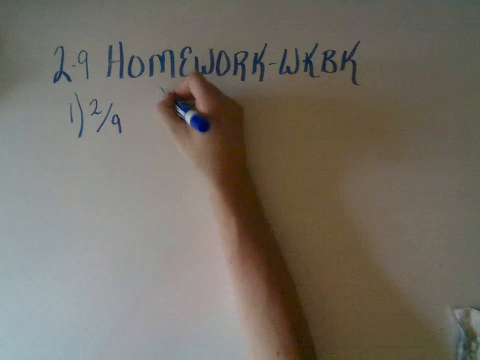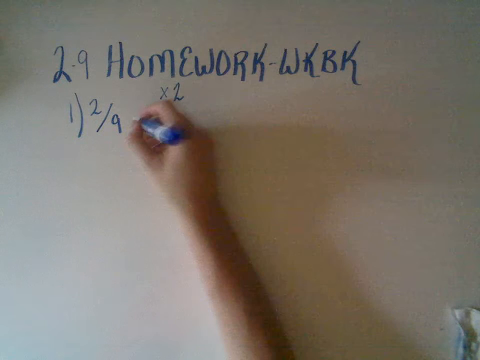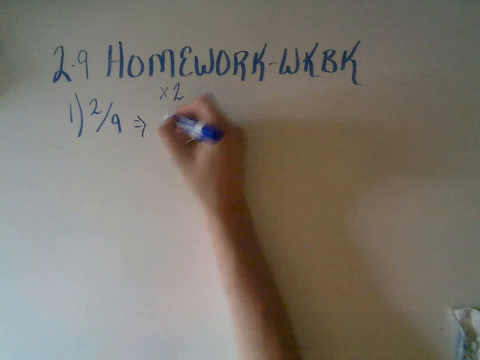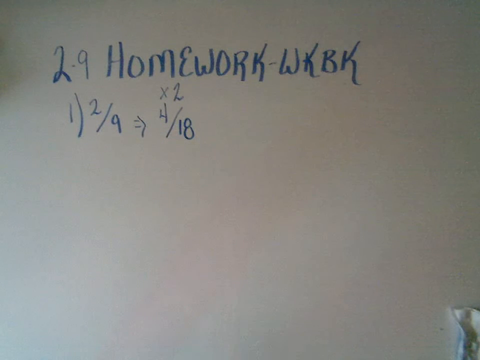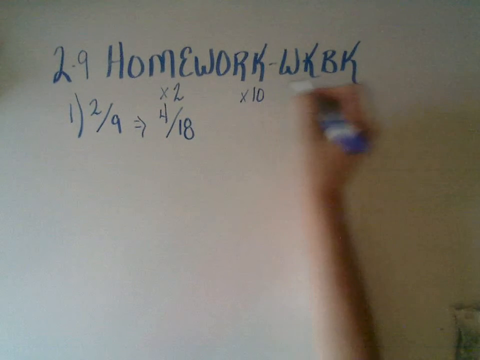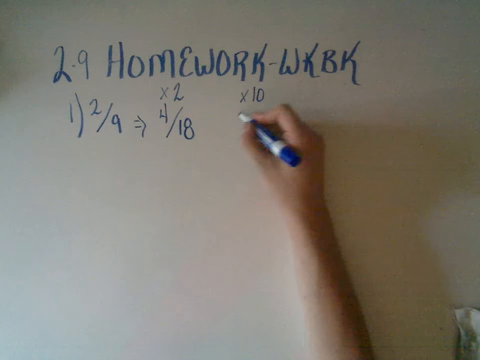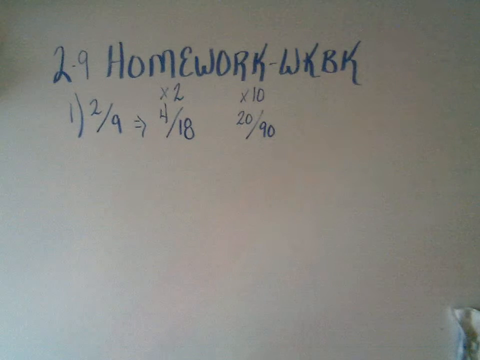So let's say we want to double the fraction. Again, that means we're going to multiply both the top and the bottom, the numerator and the denominator, by 2. That's going to give me 4/18. That would be one possible answer here. There are many. Let's say you want to go with the easy one, multiplying by 10. Well, all that's going to do is add a 0. So that's going to be 20/90, and that is also an equivalent fraction.